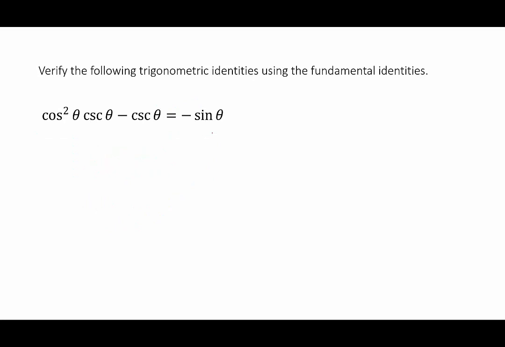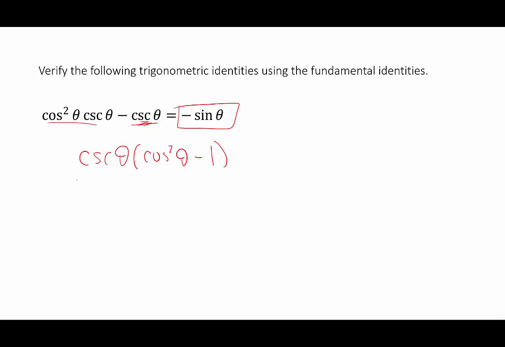Last example. Why don't you pause the video and try this one? This was actually kind of a mean one to end on because it is a different strategy than the other two. What I notice here, so wait, first of all, I'm going to leave this side alone. I notice that both terms have a factor of cosecant, so I'm actually going to factor that out. Cosecant of theta, that would leave me with cosine squared theta minus, that would be 1 if I factor out the only thing that was over here.